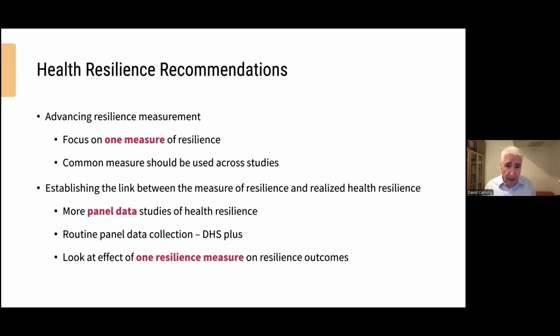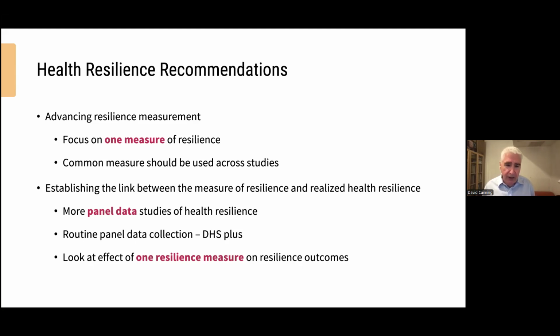And I would argue for something like a DHS plus. I think the field is sort of locked into the cross-section DHS, and the cross-section approach simply is not really good at measuring resilience. If resilience is the interesting question, you really need panel data, and I think we need routine panel data measures. The other issue is, I think, quantitatively, it's much easier to look at one resilience measure and resilience outcomes. So this actually links back to the one measure needed for implementation.